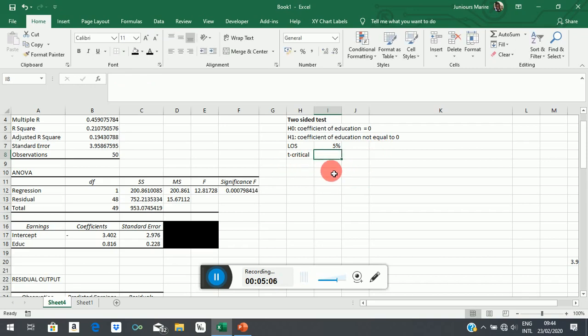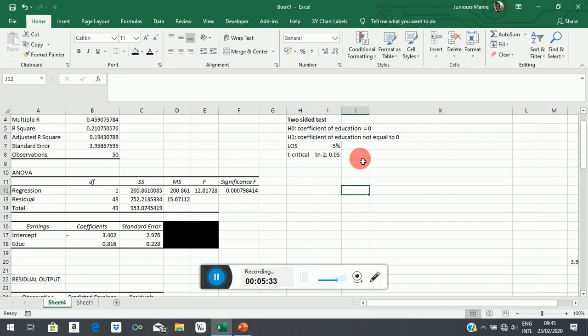Oh my goodness, there is the trouble. Okay, so it's just t. I didn't realize that once you put a minus there, you will be in trouble. n minus 2 and 0.05. Okay, that's the structure, and we get this from the tables.